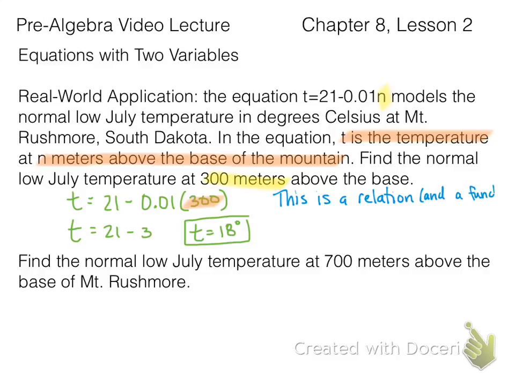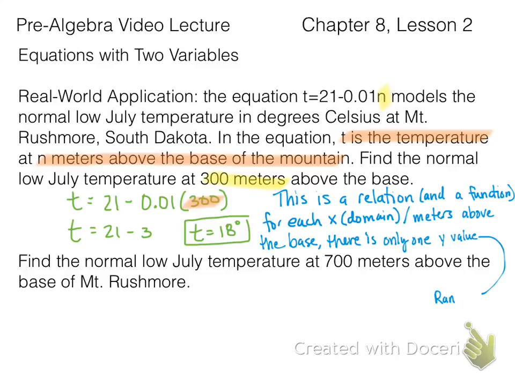And also this is a relation. I forgot to talk about that. This is a relation, and it's a function actually, because for each x, or domain, in this case meters above the ground, there is only one y value. Every time a new n goes in there, it's going to generate a new t, a new temperature. I could put 301 meters above the base, and I'm going to get a slightly different t. So for every x I put in, I get a different t, which does mean it's a function, and you should remember that from the last video.